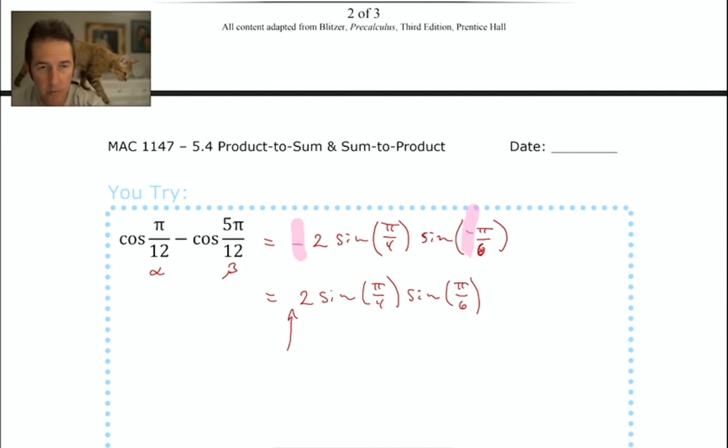It's possible in this particular case you could be asked to go all the way with this because you know very well how to evaluate the sine of pi over 4 and the sine of pi over 6, so you could come up with a numerical answer for this problem. Let's knock that out real quick.